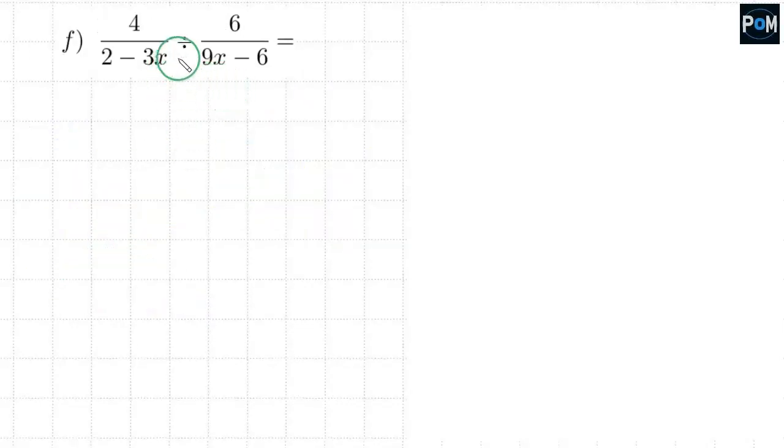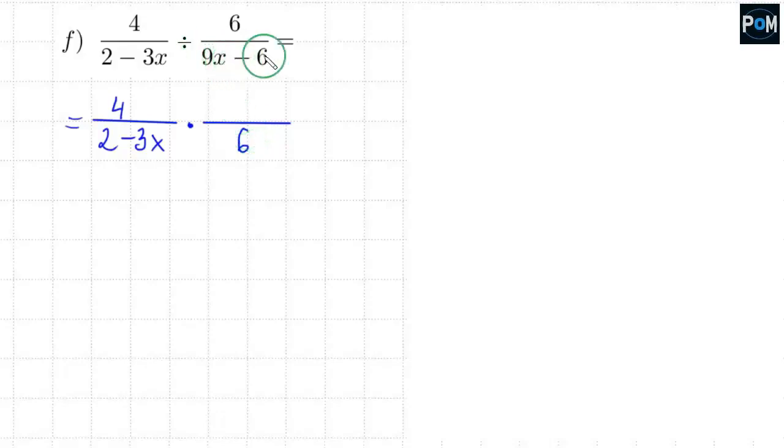Now a few examples of division, but they are not that different from the multiplication examples. You just have to do one thing. First, I change division into multiplication. The first fraction remains the same, and I flip the second fraction upside down. So now the 6 is on the bottom, and at the top, there's 9x minus 6. That's the beginning of my example.